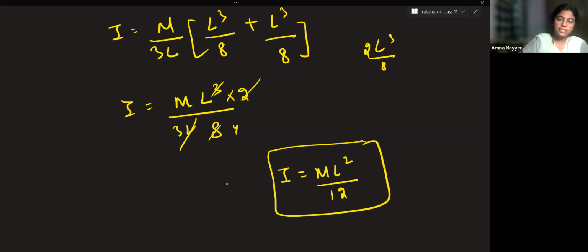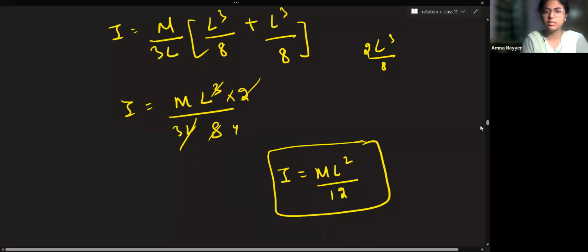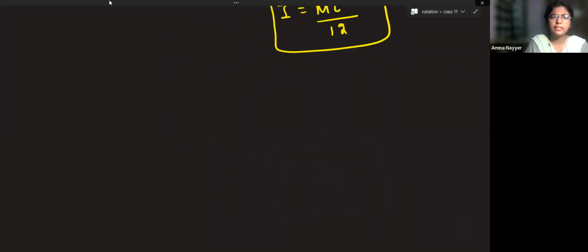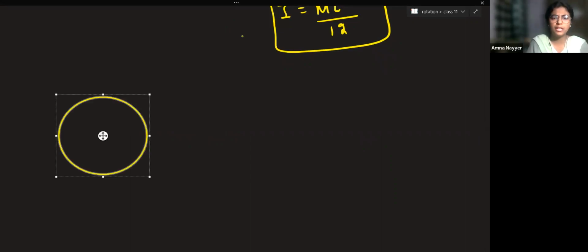For the rod, it is asked. For many others, it is not asked. Like, let me tell you this. Let's say you have a simple ring, a simple circle. I'm not specifying any ring. Let's say this is a ring, a circle that you have.